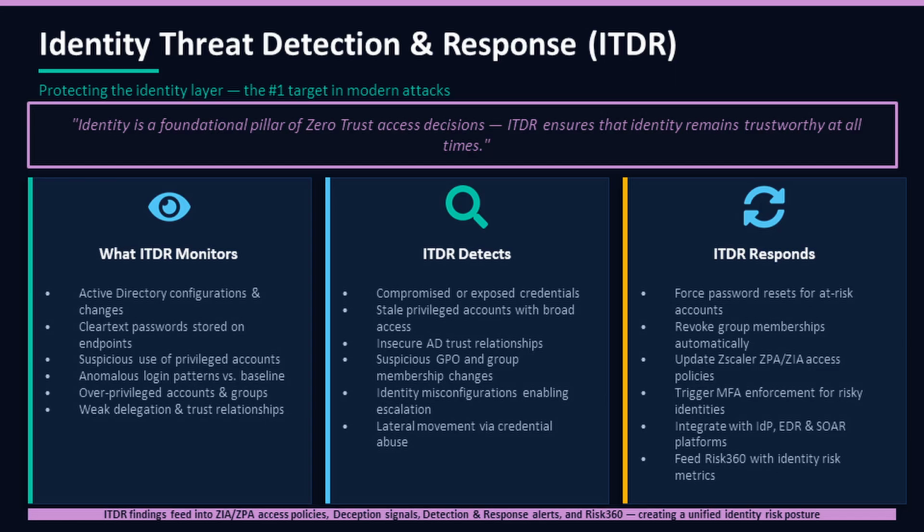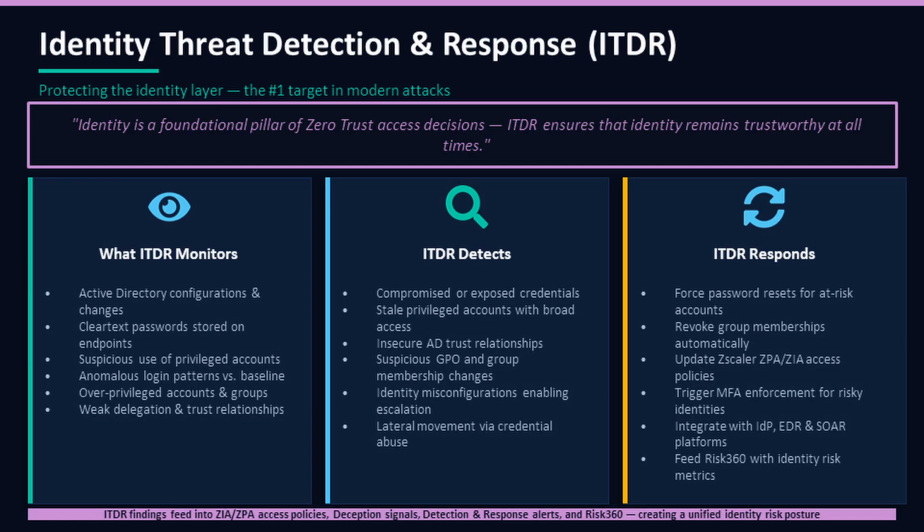What it does in response: it generates prioritized findings that security teams can act on immediately, forcing password resets, revoking group memberships, updating Zscaler access policies. It can enforce MFA through integrations with identity providers. And critically, it feeds all of this into Risk 360, the Zscaler risk management layer, providing a quantified, correlated view of identity risk.